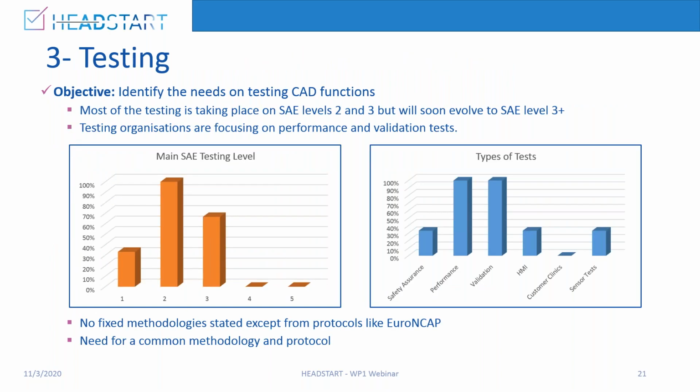Regarding testing, the stakeholders were asked about the main testing level in their companies, and it turns out that so far most people are testing level 2 and 3, but are starting to evolve to SAE 3+. And most tests would be done for performance testing or validation testing. We also noticed that there is no fixed or commonly used methodology for testing apart from sometimes the Euro NCAP protocols. And so the conclusion would be that there is a need for a common methodology and protocol. So that would be one of the objectives of HEADSTART.